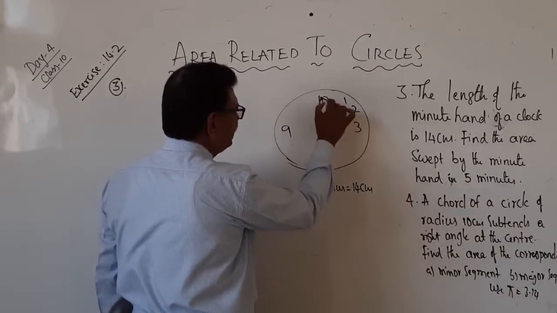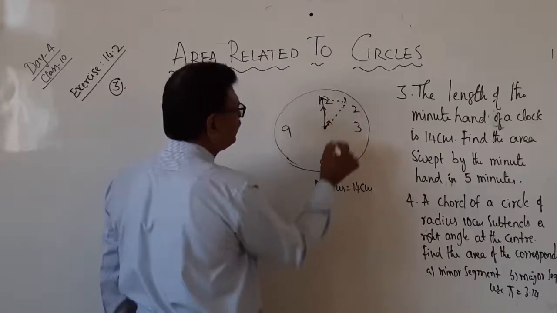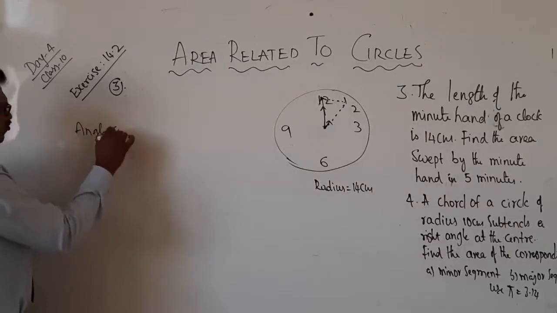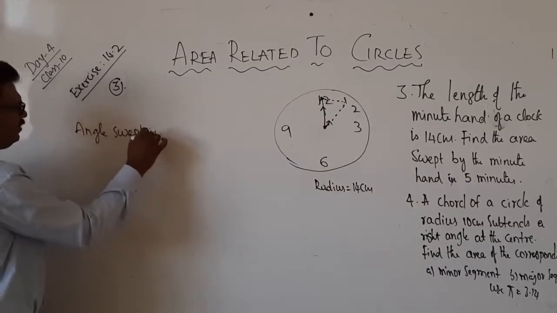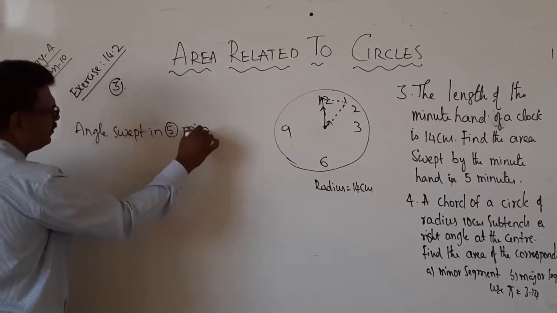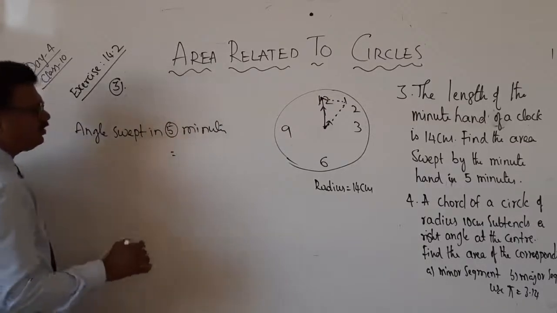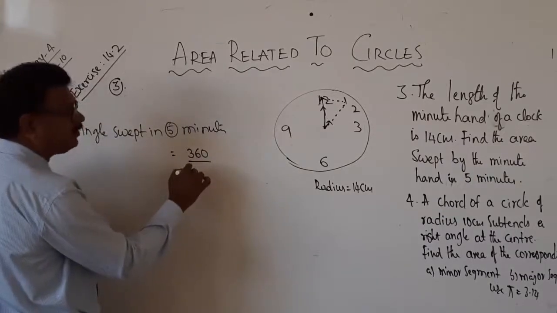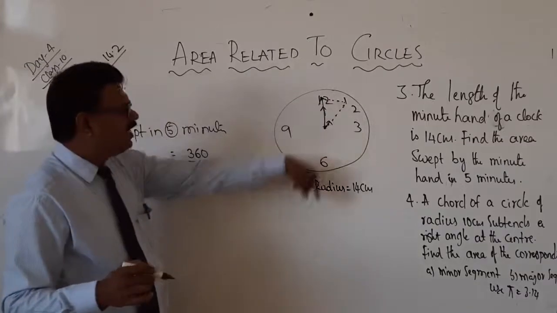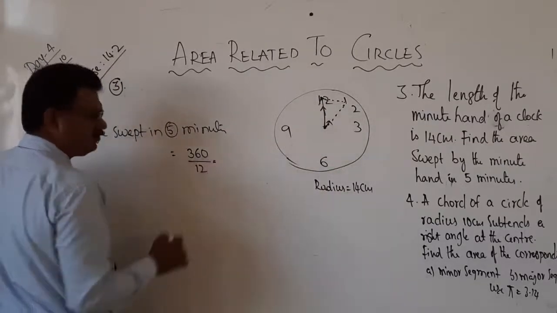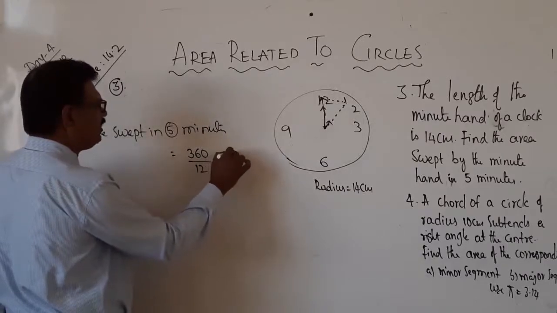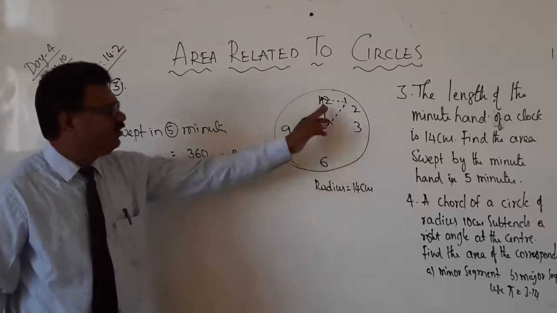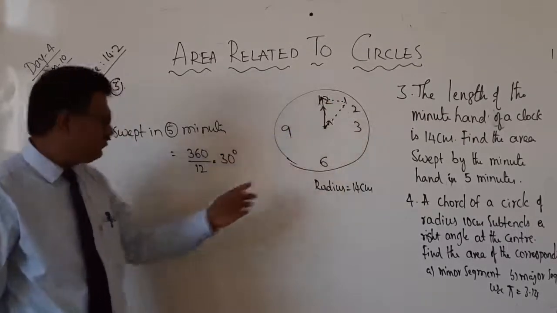If it is moving like this, we should find out the angle. First, write angle struck in 5 minutes is equal to 360 divided by 12, since 12 numbers are there. Therefore, it is 30 degrees. So 30, 30, 30, 30 like this. From one number to the next is 5 minutes.